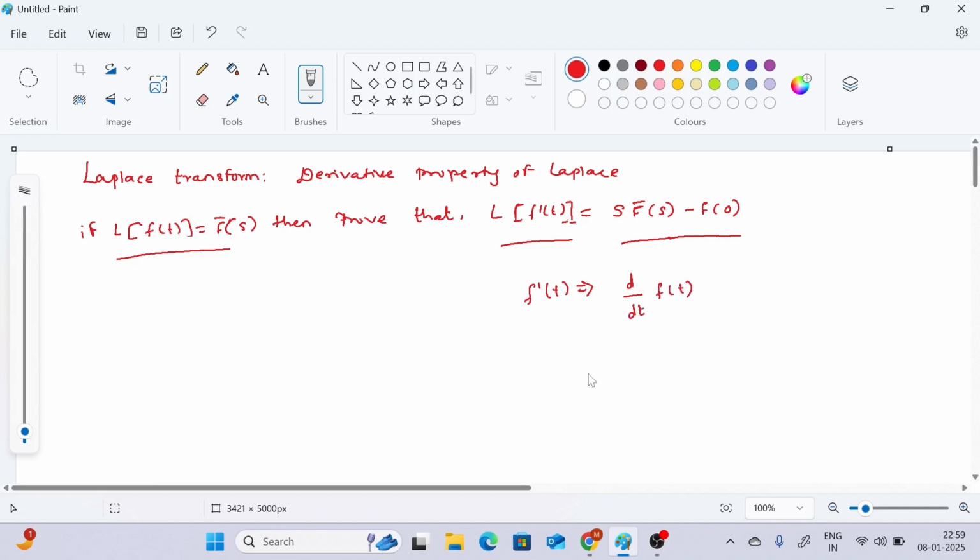In exam you can get either f dash of t or d by dt of f of t. So do not get confused. एग्जाम में कुछ भी आ सकता है, f dash of t और derivative of means d by dt of f of t आ सकता है. So now we are going to prove this property.